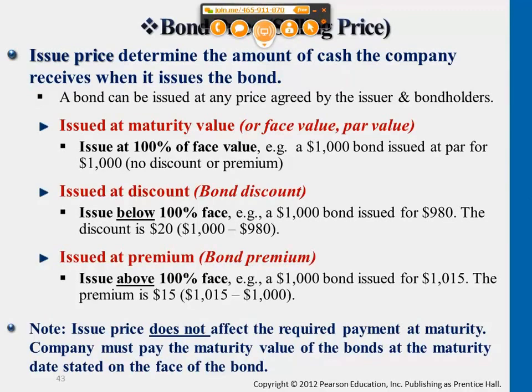Okay, premium is at a dollar amount above $1,000. So it could be $1,200, $1,100. As long as it's above face value, it's called a premium on bonds. And the premium is referring to the differences between the dollar amount that company is actually able to borrow against the dollar amount stated on the face value of the bond, maturity value.